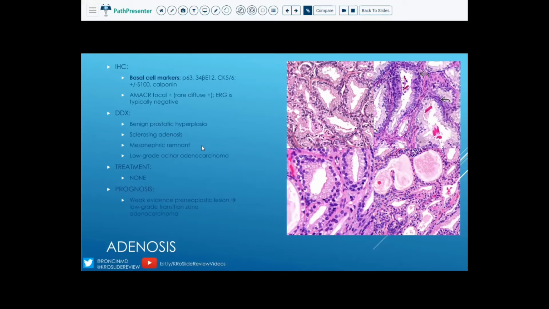There's no treatment for it because, again, these patients are asymptomatic. They don't know that something's going on. And there's extremely weak evidence that these are actually pre-neoplastic lesions with transitions to a low-grade adenocarcinoma. But for the most part, we consider adenosis and sclerosing adenosis to be benign lesions.